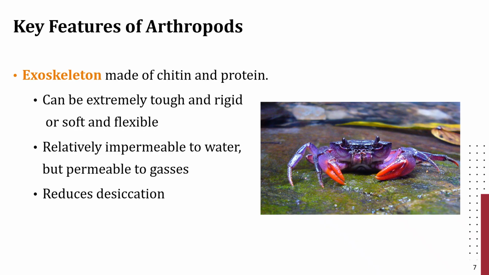And the reason for that is basically protection. But it also provides physical structure. So instead of having the internal skeleton like we do, their hard, tough, rigid structure is on the outside. And then it also protects all of the organs on the inside. It is relatively impermeable to water, so it keeps water out of the insides, but it is permeable to gases. So this is going to be really important for getting oxygen in, carbon dioxide out through the exoskeleton.